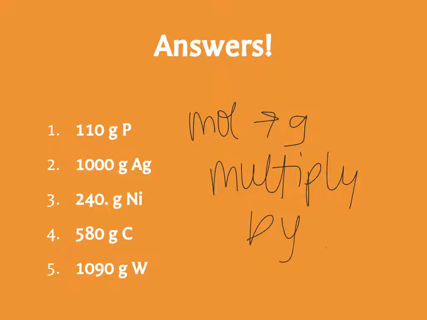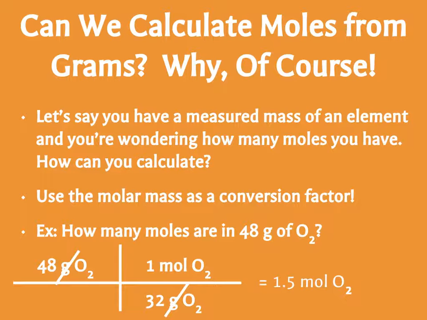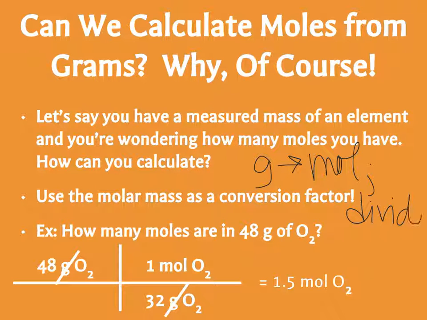So our next set of problems are going to be problems that involve going from grams to moles. So what mathematical operation do you think that's going to involve? Yep, you guessed it. We are going to divide by the molar mass. So going from grams of a substance to moles of that same substance, you divide by the molar mass.